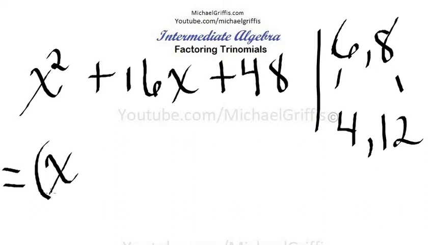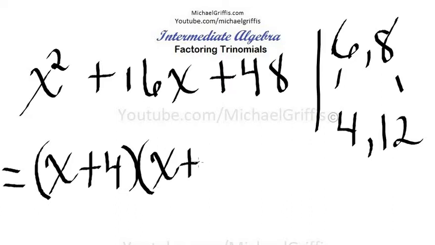So x plus 4 times x plus 12. How's that? And we can always check our work by multiplying those together. Okay, let's look at another one here. See if you can get this one figured out faster than I can.